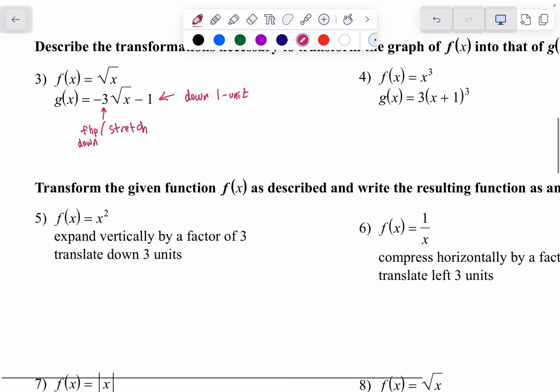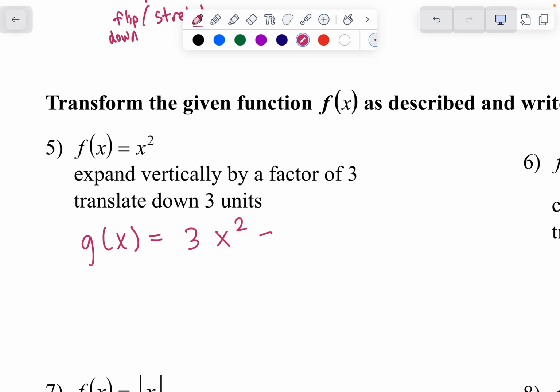Now 5, we are actually given a set of instructions. We're going to write a function that does what they say. So it's expand it vertically. Vertically is a vertical line goes up and down by a factor of 3. So that's going to be a 3 on the outside of the function. If we're going downward, that is a subtraction on the outside of the function by 3. And again, check these in Desmos. Put in your original equation, put in your new equation. Does it do what you said it was going to do?